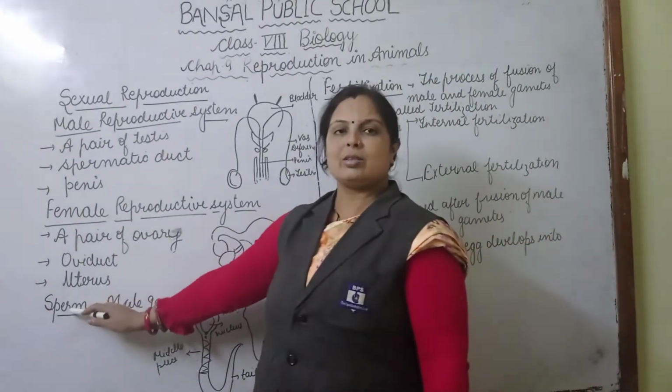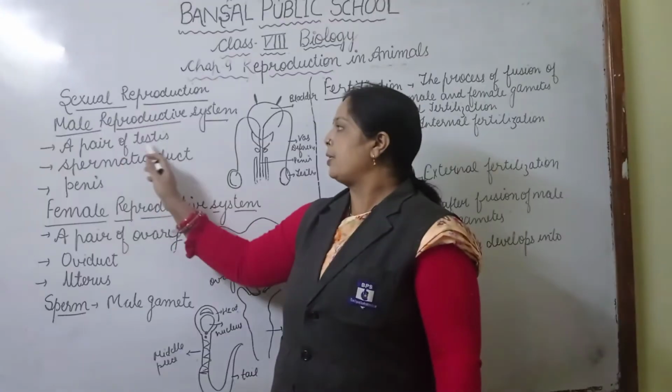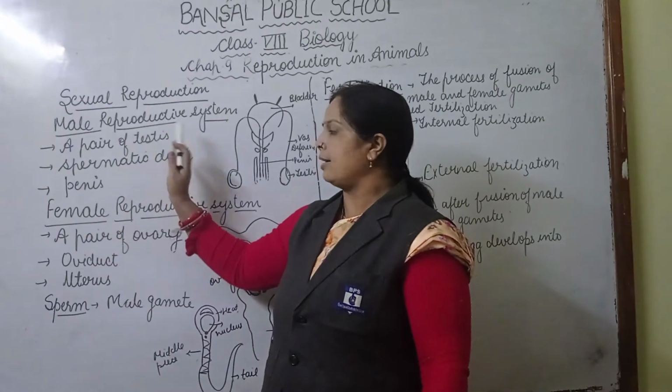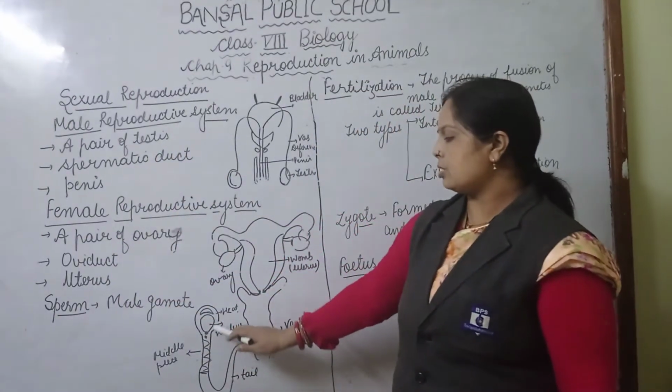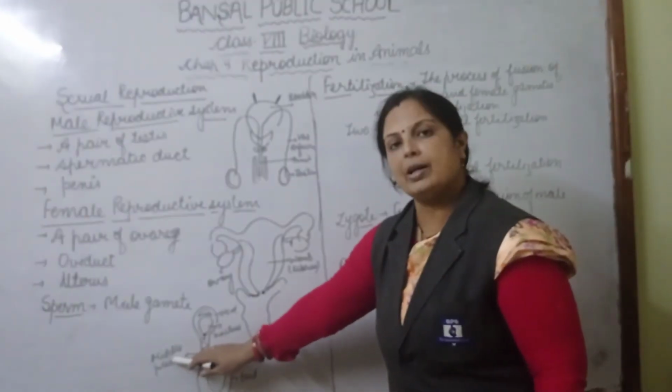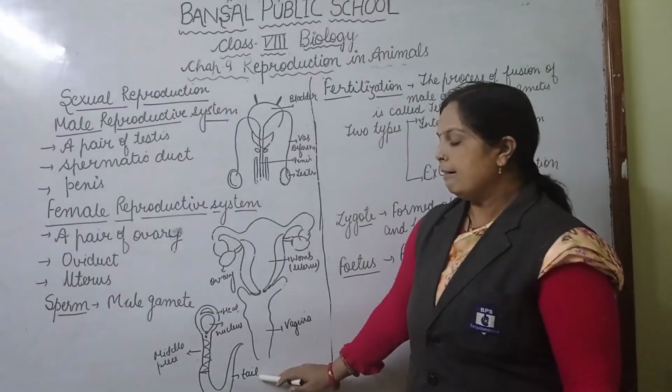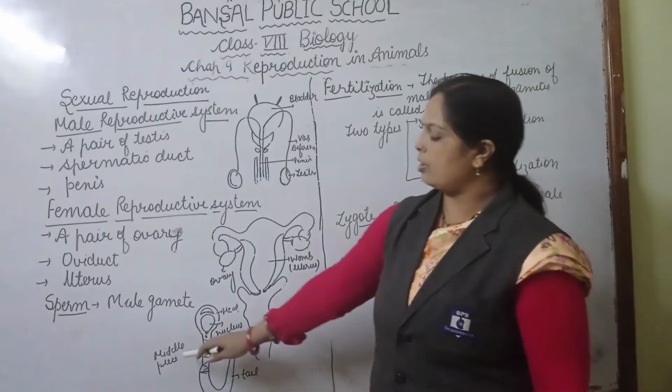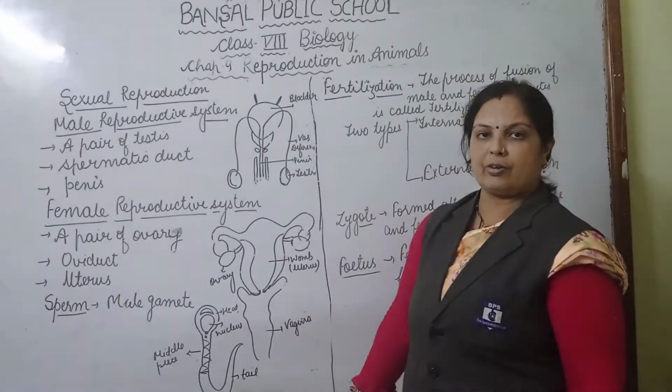The male gamete is known as sperm, which is produced inside the testes. Sperm consists of three parts: the first part is known as the head, the second part is the middle piece, and the third part is the tail. What is the function of the head? What is the function of the middle piece? And what is the function of the tail?